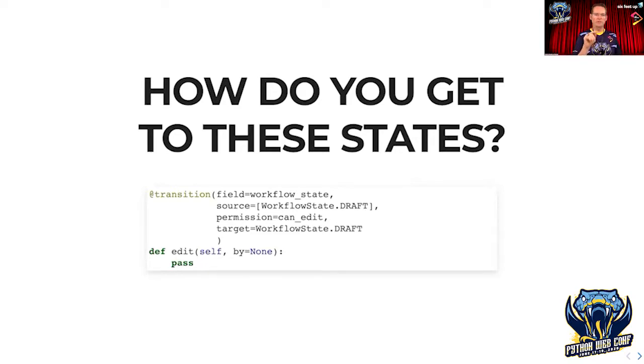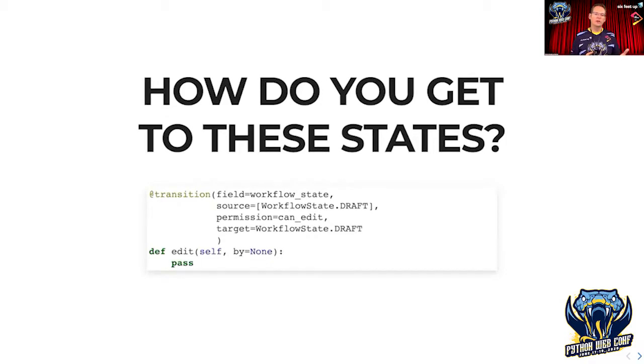So if we decorate, for example, this edit method, which actually just has a pass on it right now, we can say this transition is going to be affecting a specific field, in our case, workflow state. This is only going to show up or be available to items that are in a draft state. So if the item's in draft, I can see the edit transition. You can control who can edit by the permission. That's just a callable on your object to determine whether the person is the author or the editor. And then a target state that workflow should end in.